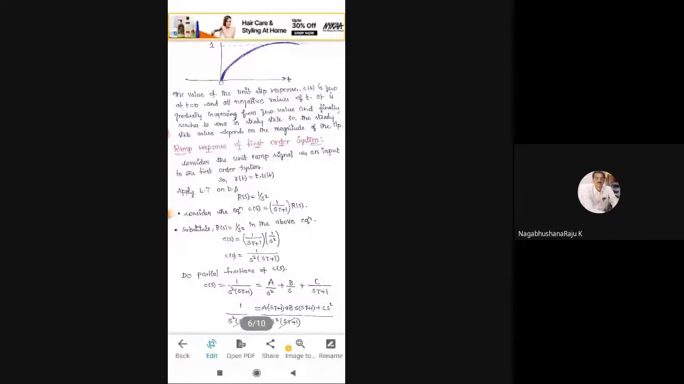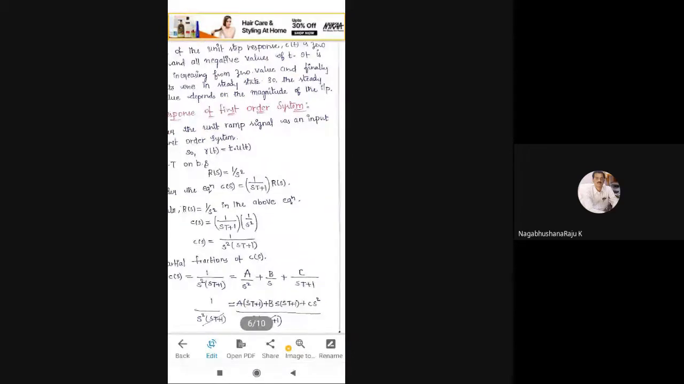Now consider the equation C(s) equals 1 by (sT plus 1) into R(s). Substitute R(s) equals 1 by s square in the above equation. We get C(s) equals 1 by (sT plus 1) into 1 by s square. Now C(s) equals 1 by s square into (sT plus 1). We do the partial fractions of C(s). Why we are doing partial fractions means to remove the coefficient of s.